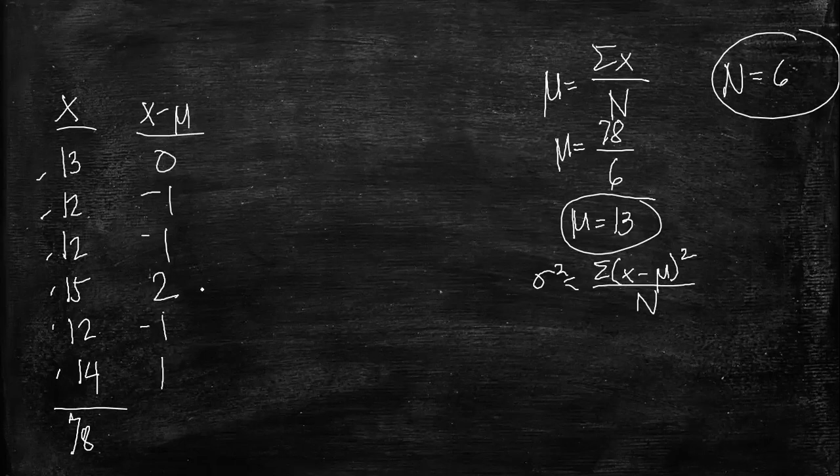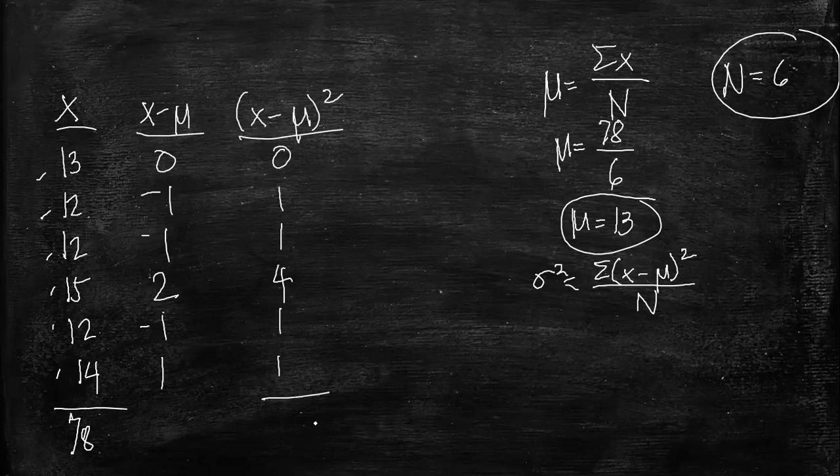Tama ba? Yes. And then, gawa ulit ng another column, yung next, yung preceding table. So, itong x minus mu, squared natin, kasi yun yung sa formula. So, we have 0, 1, 1, 4, 1, 1.